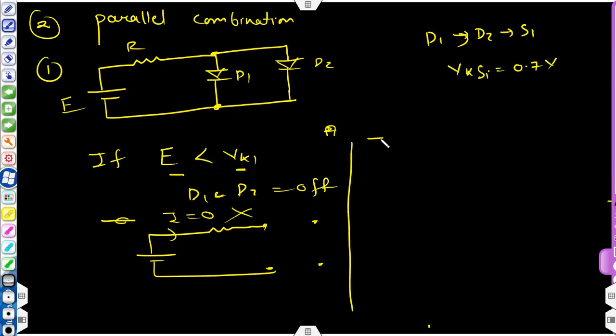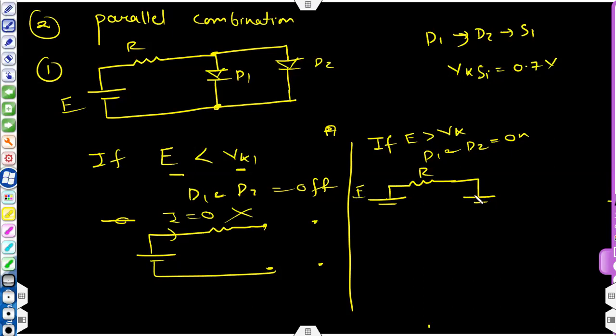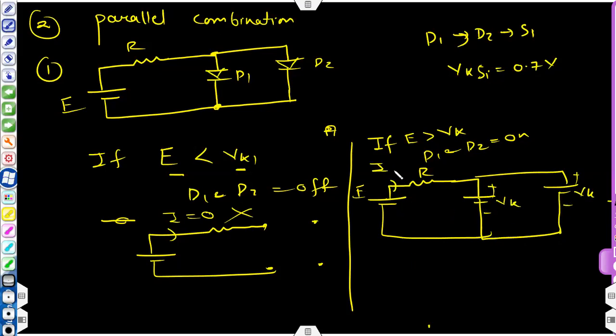Second case, if E is greater than Vk, so D1 and D2 are on। अब आपसे मैं पूछूंगा वैल्यूज, this is E, this is plus minus Vk, this is again plus minus Vk, and this is the complete circuit. So now please tell me what will be the value of I. अब यहाँ पे दो है Vk Vk, क्या करोगे, इसको कंबाइन करोगे या कुछ अलग लोगे? Anyone?